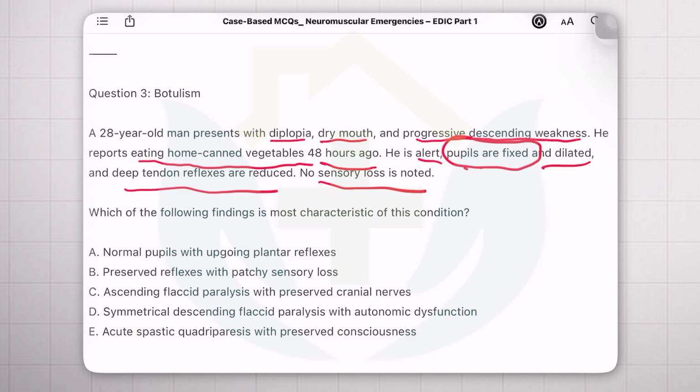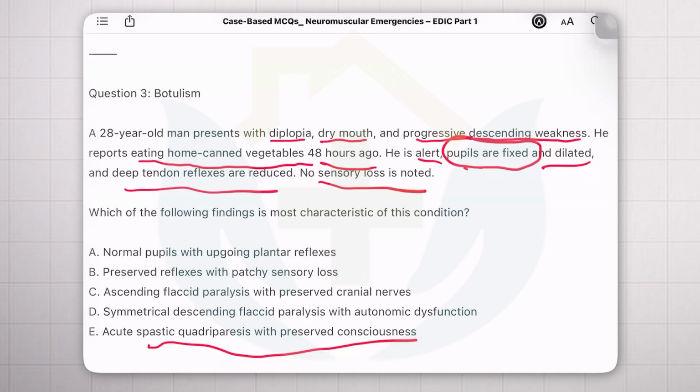Number one, normal pupils with upgoing plantars. Number two, preserved reflexes with patchy sensory loss. Number three, ascending flaccid paralysis and preserved cranial nerves. Number four, symmetrical descending flaccid paralysis with autonomic dysfunction, or acute spastic quadriparesis with preserved consciousness. What is the answer? Anyone? So it is a symmetrical descending flaccid paralysis with autonomic dysfunction.